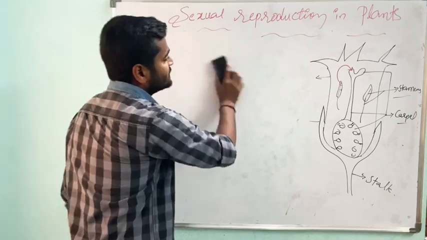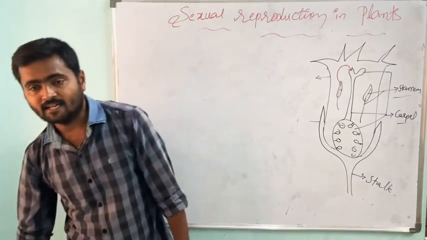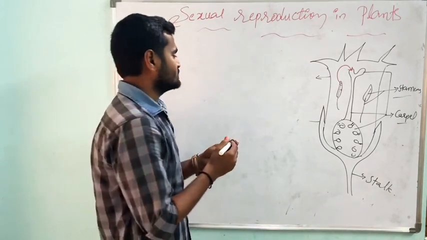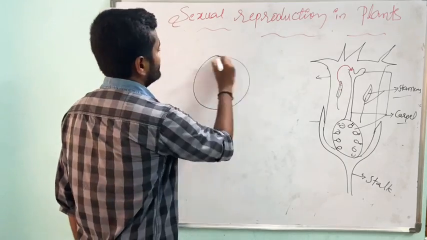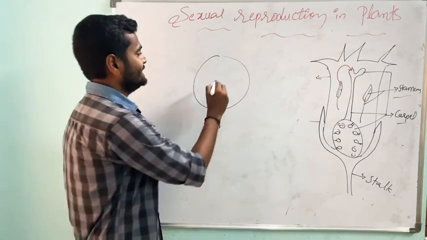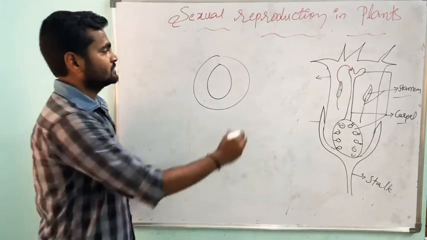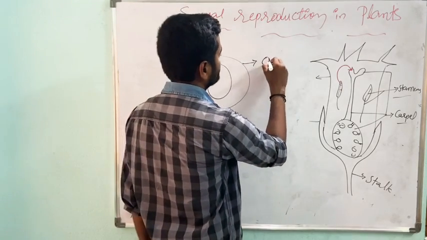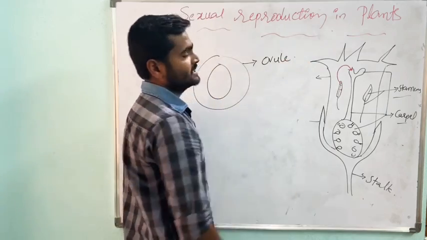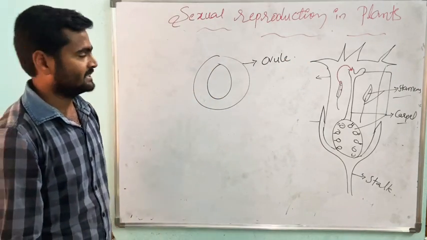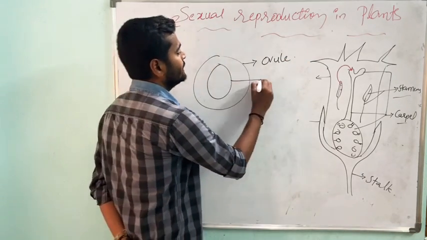Okay, if you observe inside the ovule, what does it contain, Nana? One embryo sac is present inside it. So this is an ovule. Each and every ovule contains one sac-like structure inside it. That is called the embryo sac.